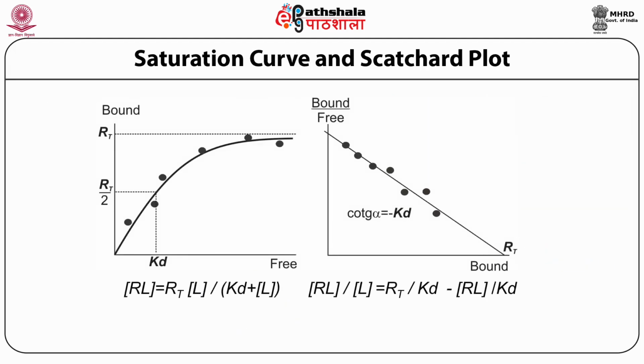Here we try to show the saturation curve and Scatchard plot. When a ligand binds to the protein, you will get this kind of curve, where Kd can be estimated at 50% of bound and free ligands. But by rearranging the same thing using the Scatchard equation, you will get a linear graph, and the value of the slope is equal to Kd.